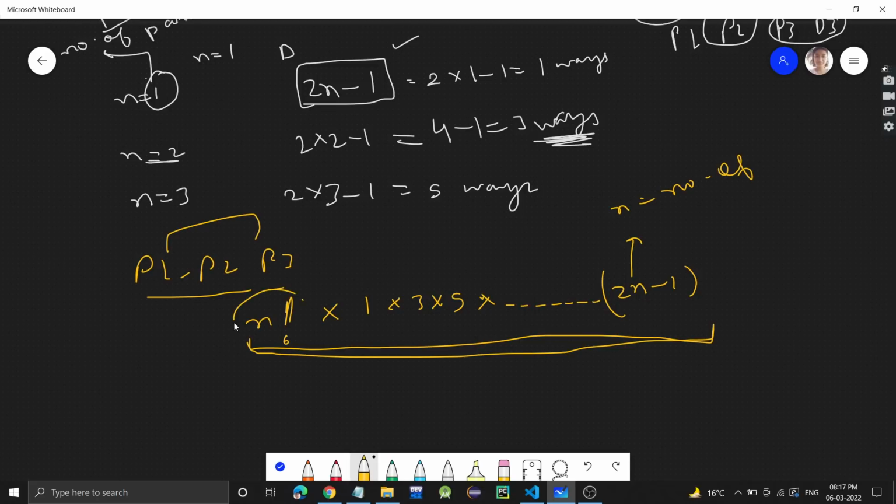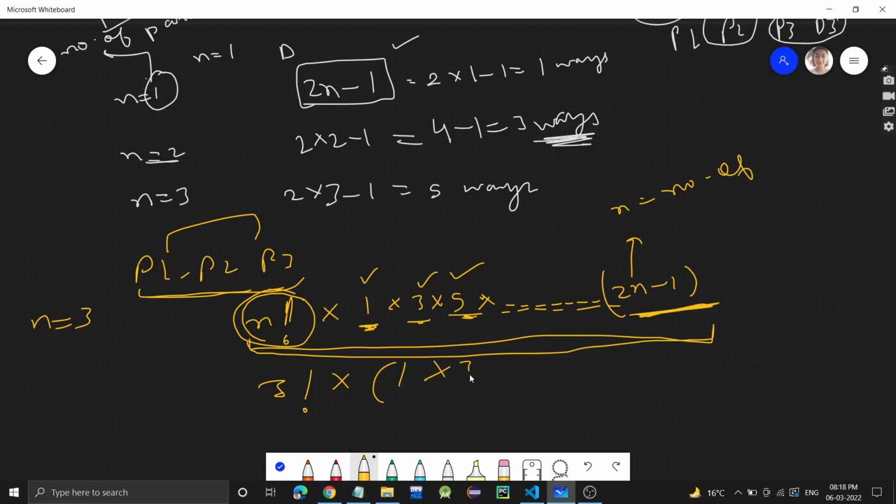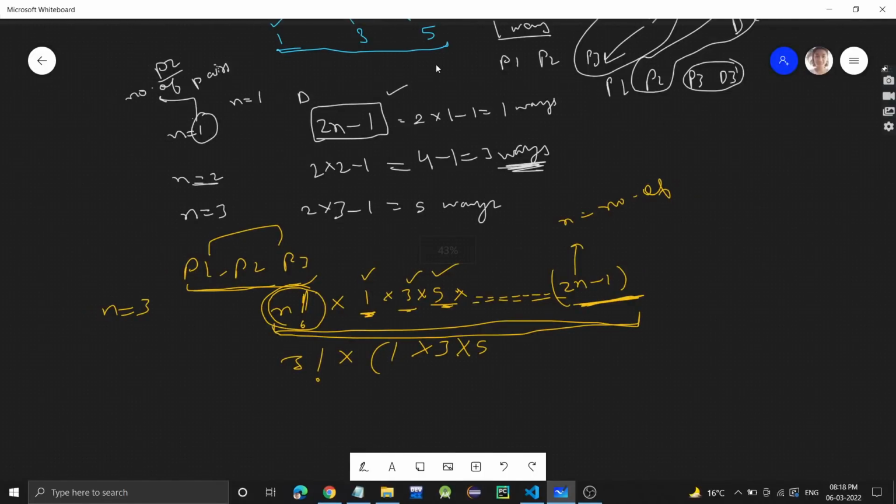This is the number of permutations for the pickup, and that will be multiplied by delivery. So this is for the first pair delivery, second pair delivery, third pair, like that, and up till 2n minus 1. Fine. So in this case, when n is 3, it will be 3 factorial multiplied by 1 into 3 into 5. Why are we multiplying 3 and 5? See guys, if you're getting confused about that.